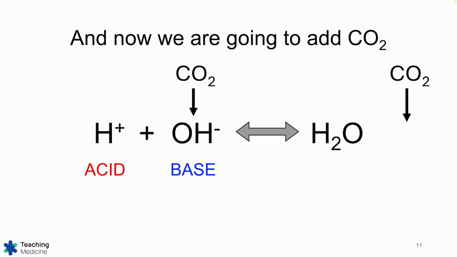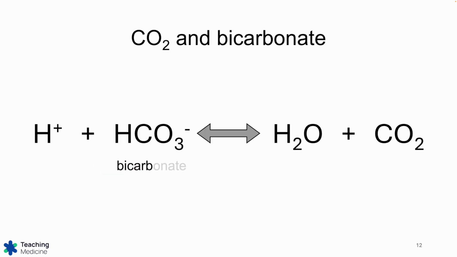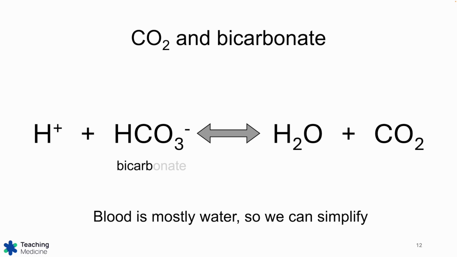If we add carbon dioxide, we're going to add it to both sides of the equation. And on the left side of the equation, the carbon dioxide is going to join with the hydroxyl chemical, and it's going to turn into HCO3 with a minus charge, and we're going to call this bicarbonate. So on the left-hand side, we have the hydrogen and the bicarb, or bicarbonate, I'll just call it bicarb. And on the right-hand side of the equation, we have the water and the carbon dioxide.